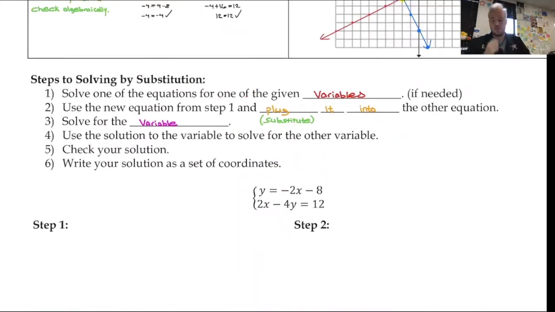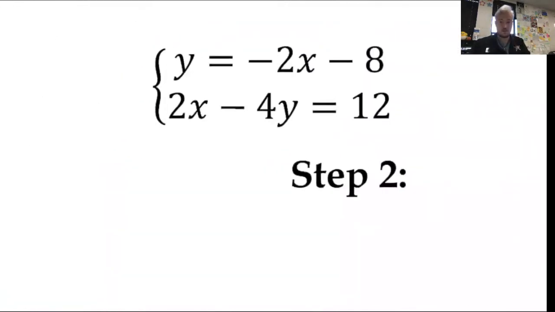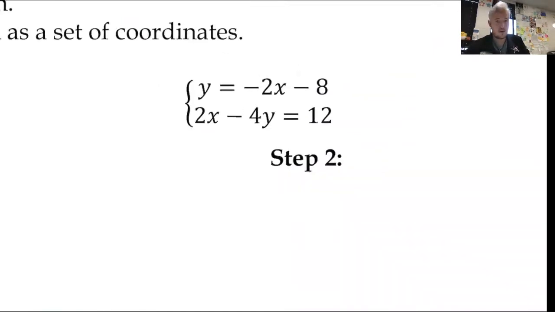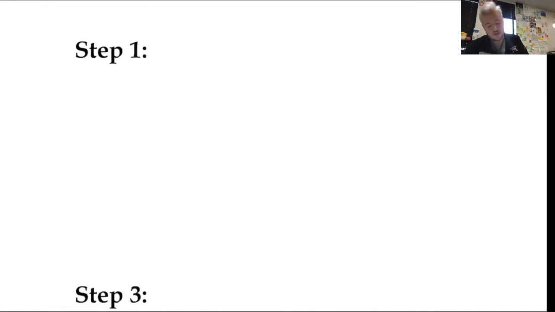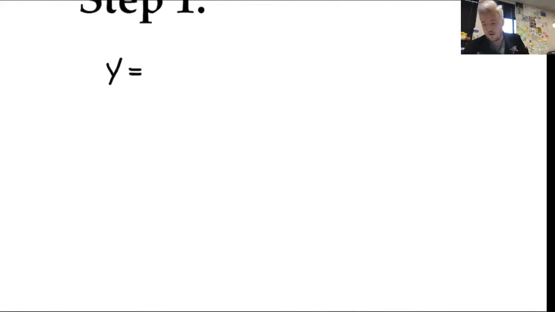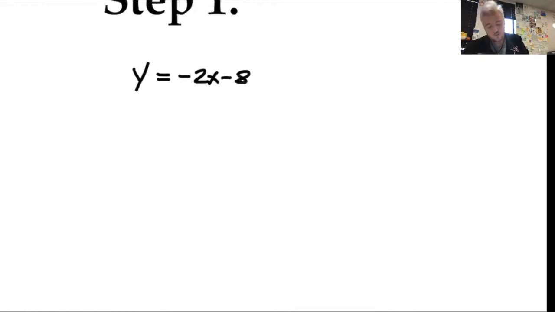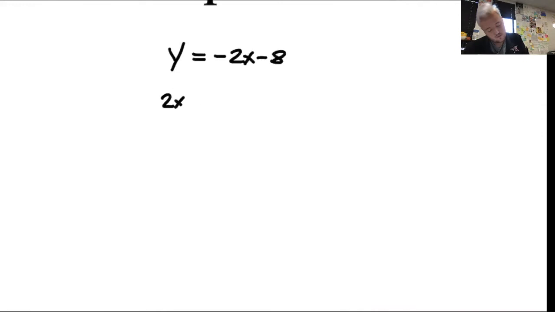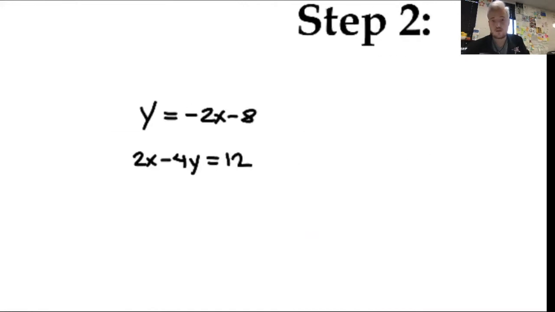All right. So we're going to start at step 1. So we are given the system here. It's literally the same one that we just did. So step 1's actually done for us because we already have a y equals equation. There will be times where you actually have to manipulate the equation and solve for a variable yourself, but in this case, it's already done. So in this case, we have y equals -2x minus 8, which was already done. Then we have 2x minus 4y equals 12.